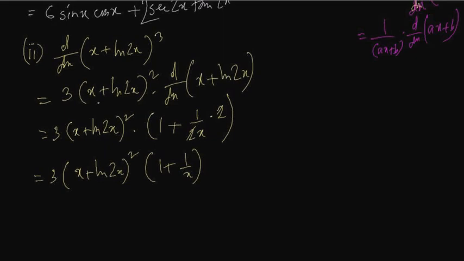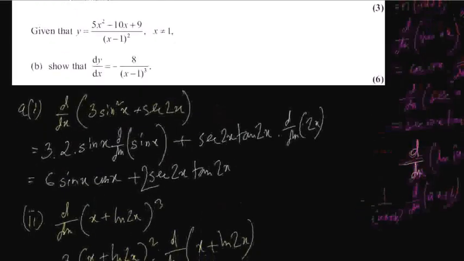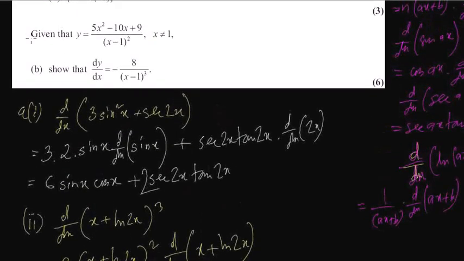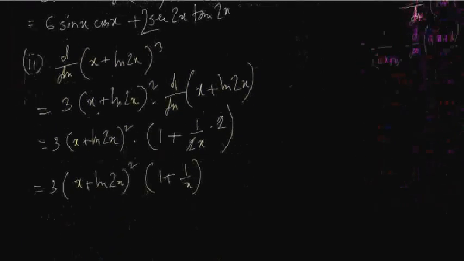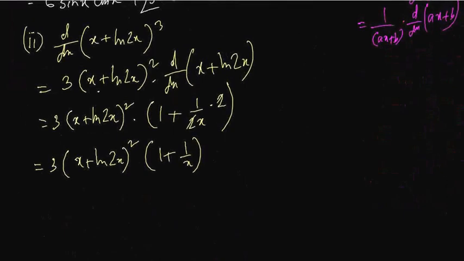Keep it this way. Now the next one, question number B, is they have given y equals 5x squared minus 10x plus 9 divided by (x minus 1) whole squared, and you have to show dy by dx equals this. So this is actually u by v, the quotient rule. When you have division like that, you have to use the quotient rule. So let me copy this question here. So this is B.